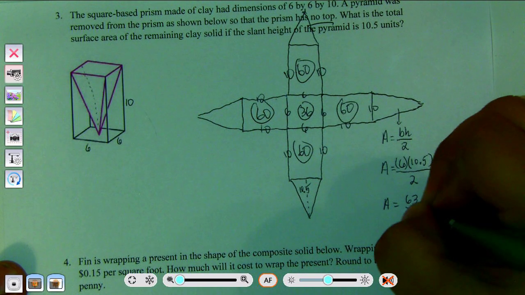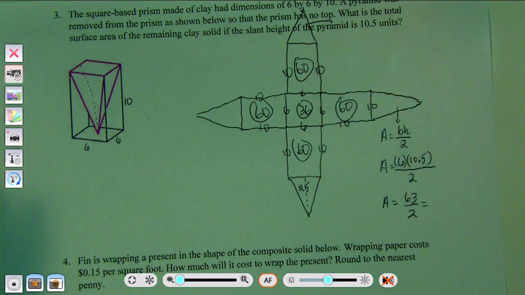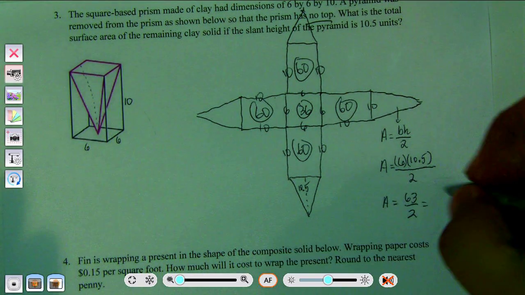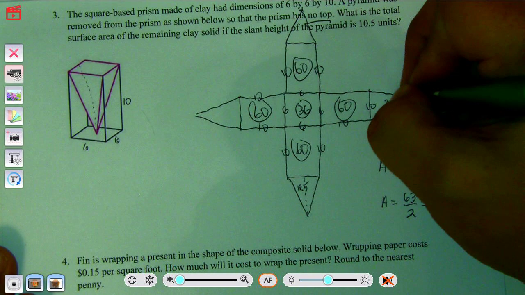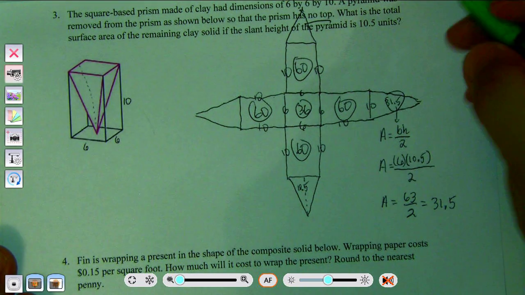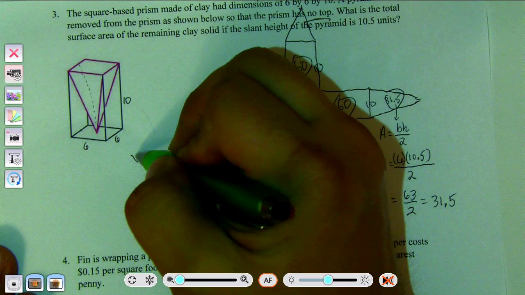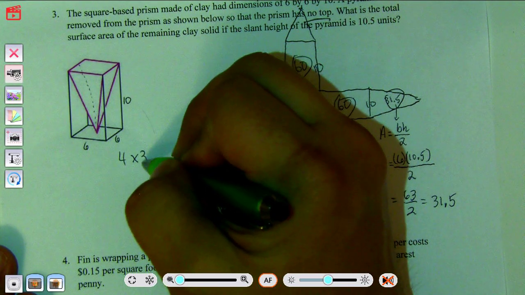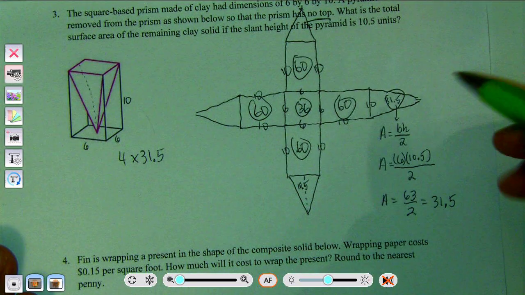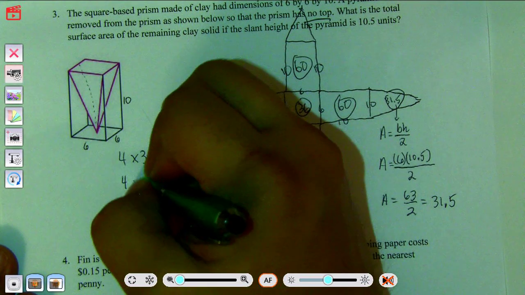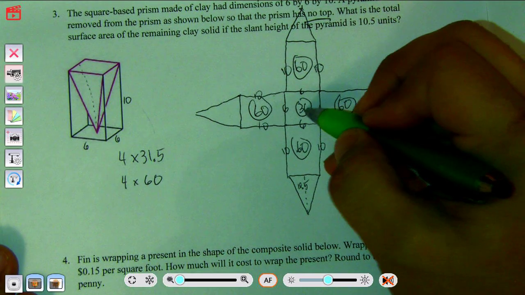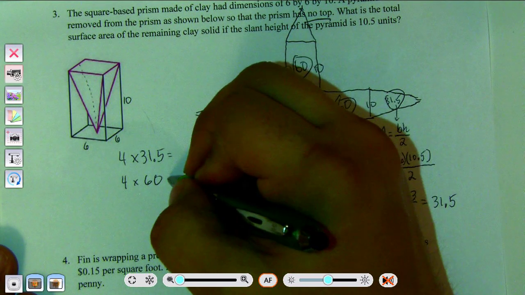Over 2. And then 63 divided by 2 is 31.5. Each of these triangles is 31.5. So there are 4 triangles. There are 4 of the rectangles, so that's 4 by 6, 4 times 60.